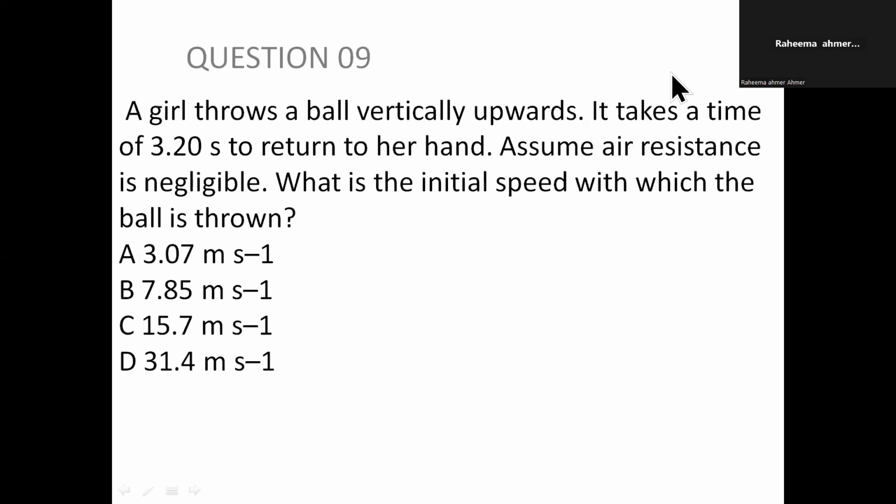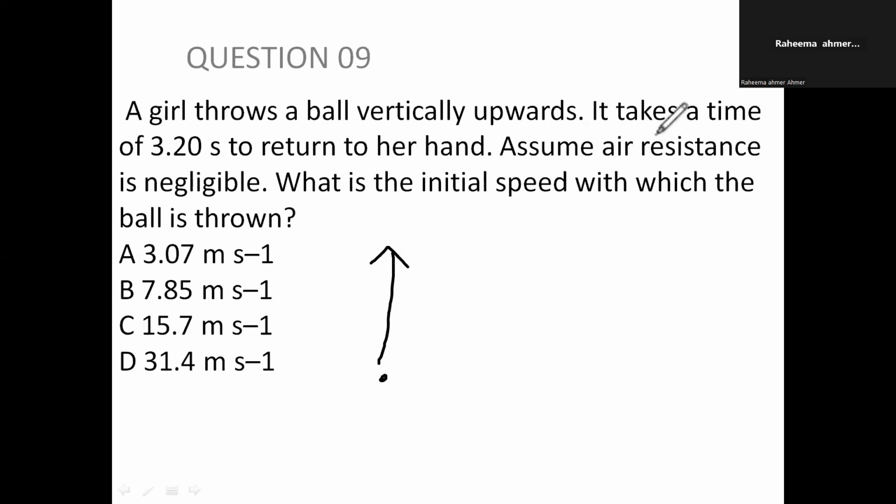Okay, so first of all, you have to extract the data from the given information. That's the basic of solving any kind of kinematics question. So let's begin. Let's read it again. A girl throws a ball vertically upwards. So this is a girl, for example, from here, and she throws a ball which is thrown vertically upwards.